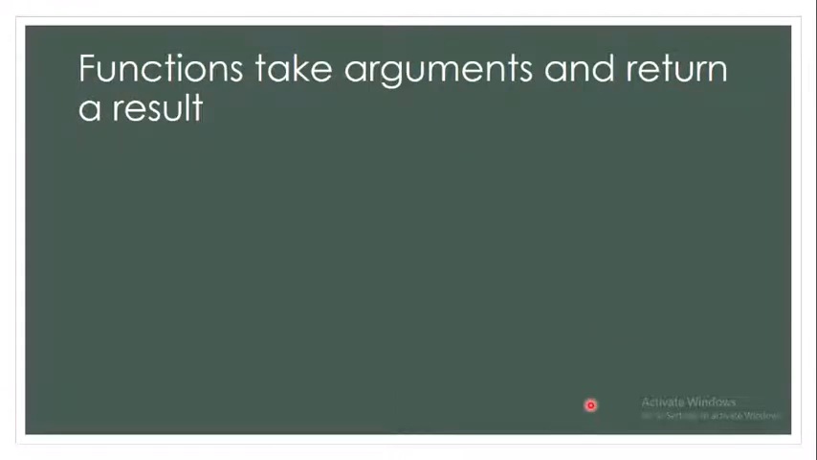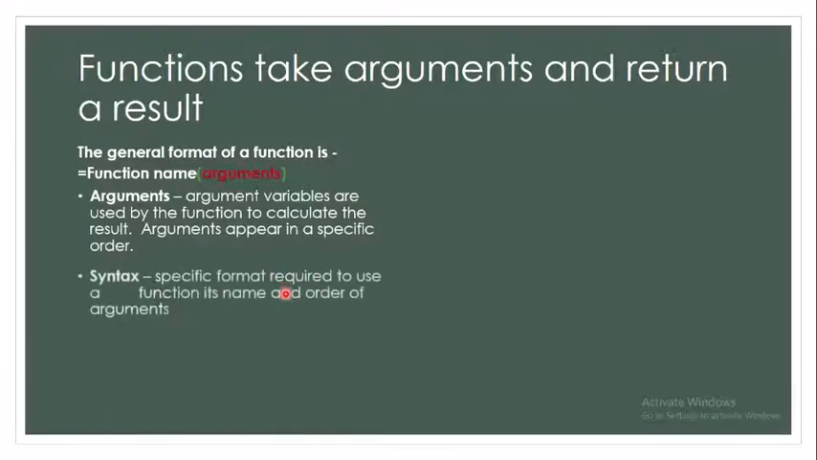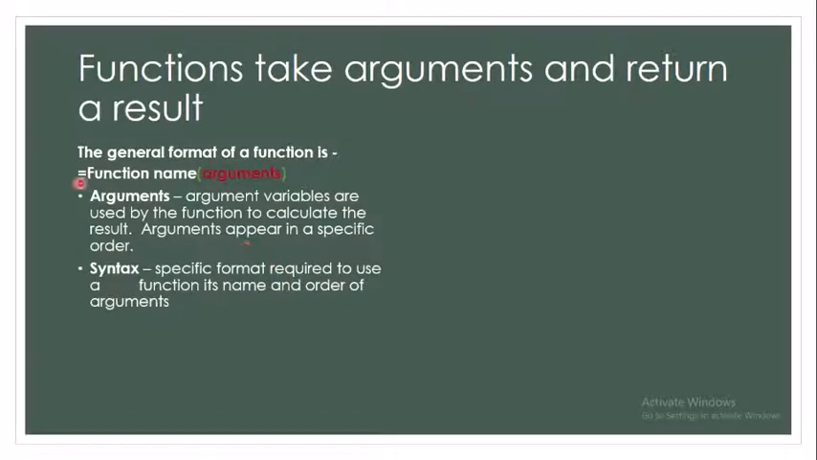Now, let's see what functions, arguments, and return and result are. The general format of a function is given as equal to function name, and in the parentheses you get arguments as said earlier. Now, what are arguments? Arguments are variables that are used by the function to calculate the result. Arguments appear in a specific order. And what is syntax? An example for the syntax is given over here. This is a syntax. Now, what is the result? The final value that is calculated by using this function or this particular syntax.